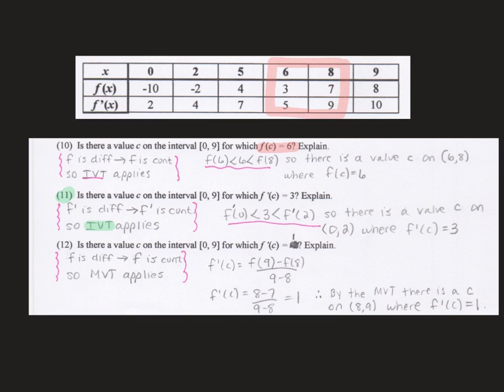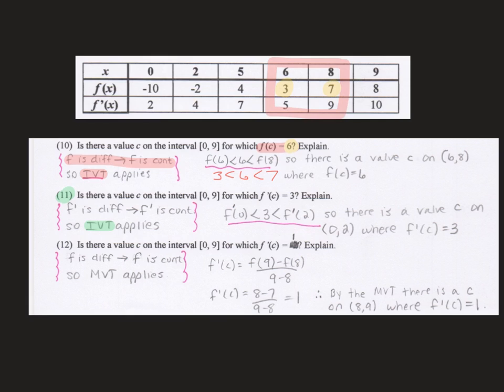So that's IVT. So I just lay out the conditions necessary. I'm told that f is differentiable. Therefore, I can say that f is also continuous, and I'm going to use the IVT. What I need to do is position this value of 6 in between these two values. And you could call them 7 and 3 if you want to. So you could say 3 is less than 6 is less than 7.